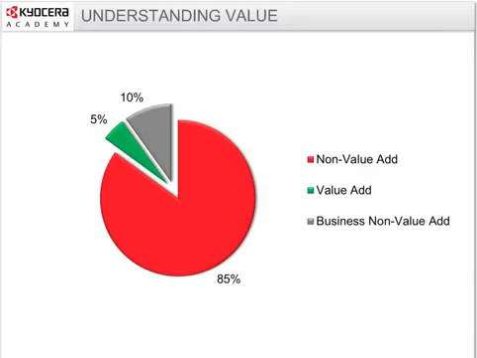This pie chart provides the answer to the question, which of the 3 value categories do you think is most commonly found in a typical business process? In a typical business process, whether manufacturing or transactional, a tremendous amount of the activities are non-value add. Most processes are 3% to 5% value add, and maybe 10% to 15% business non-value add. But the majority of processes are non-value add.